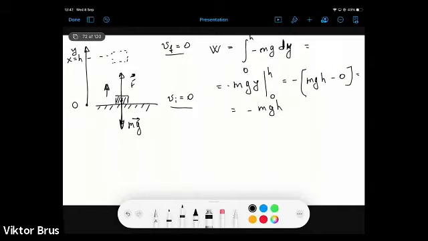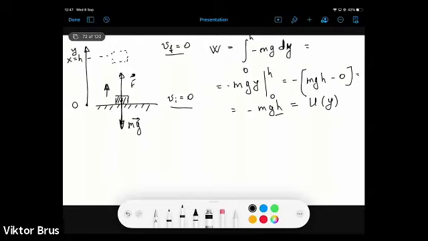So work done by gravity force when we increase the height of the body without change of velocity between initial and final condition will be minus mgh, and this can be defined as potential energy as a function of y coordinate. So potential energy depends on the position along axis y, and this position is defined by this h, the height where we put it.